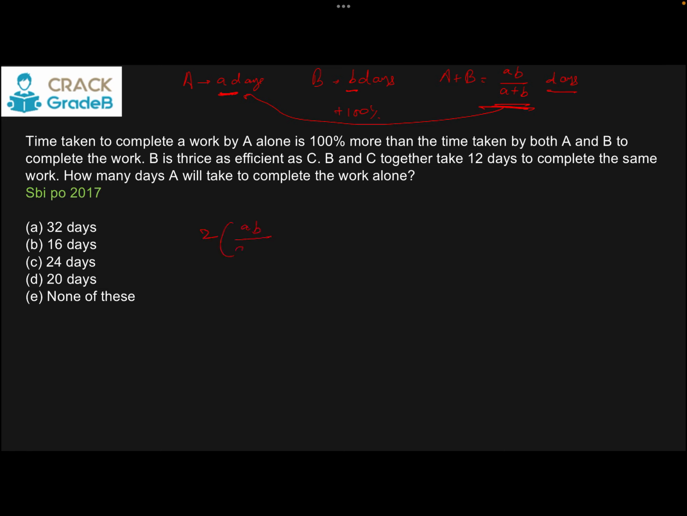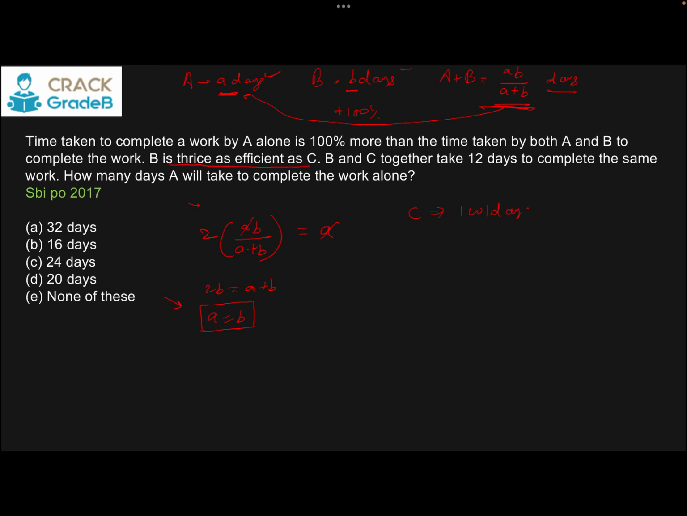So 2 times of AB upon A plus B is going to be A. So A, A gets cancelled. 2B is equal to A plus B. That gets us A is equal to B. That means the days taken by A and B are equal. That means their efficiency is equal. So this part you should arrive at directly without even going through all this. We can directly start our question starting C does 1 work per day. You can consider this. C does 1 work per day.